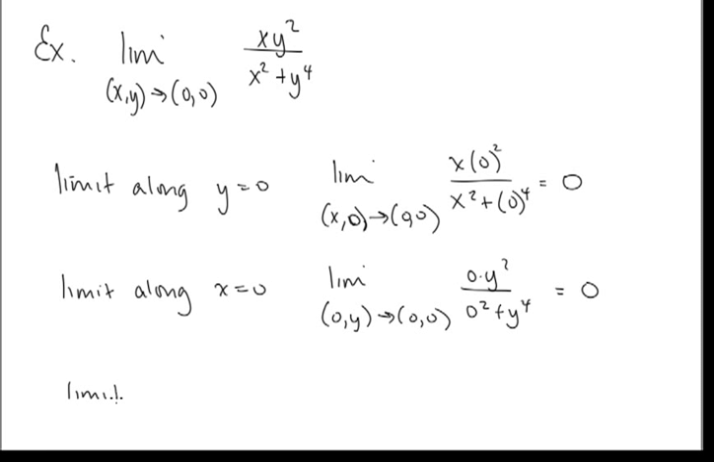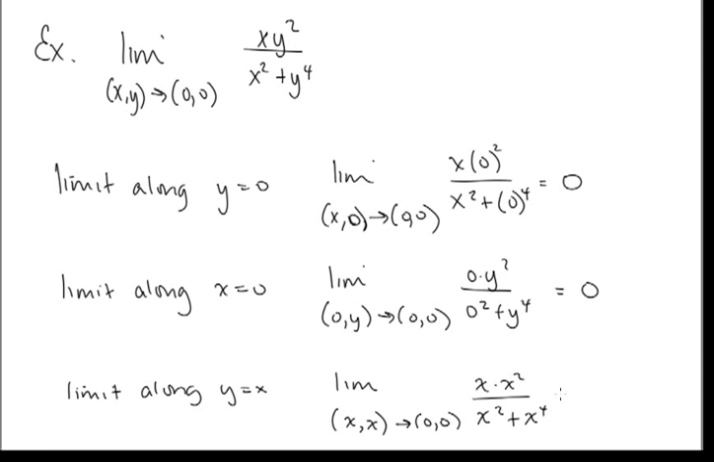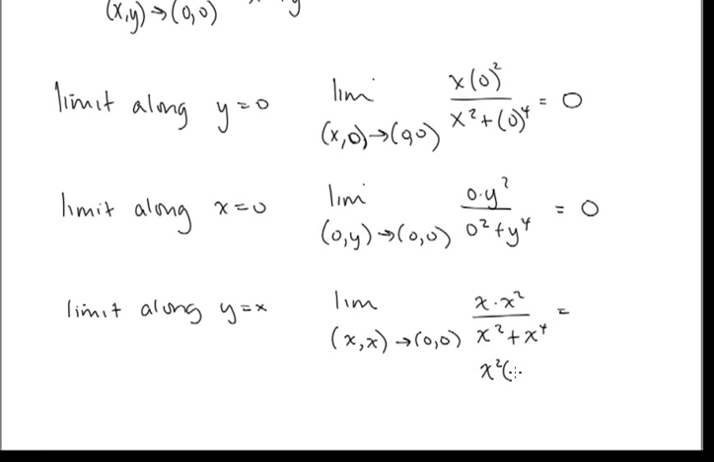Let's take a look at the limit along y equals x. So we have the limit as (x, x) goes to (0, 0) of x times x squared over x squared plus x to the 4th. And this denominator is x squared times 1 plus x squared. So canceling an x squared, we get x over 1 plus x squared. x is going towards 0, and so this is going to give us, again, 0. Now we found three curves for which the limit is the same. Does that mean this limit exists and equals 0?